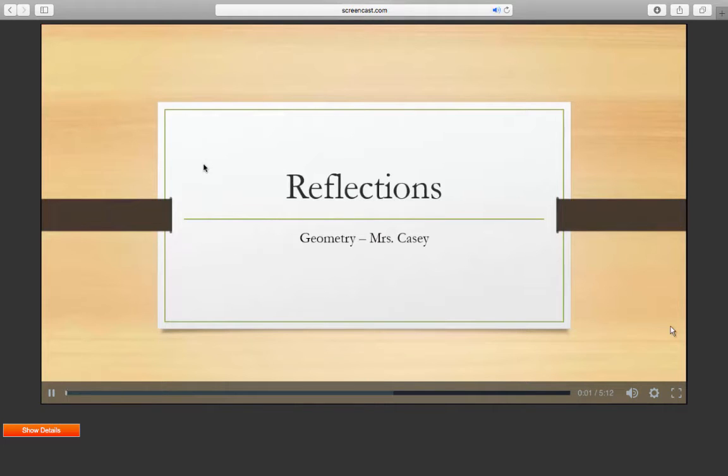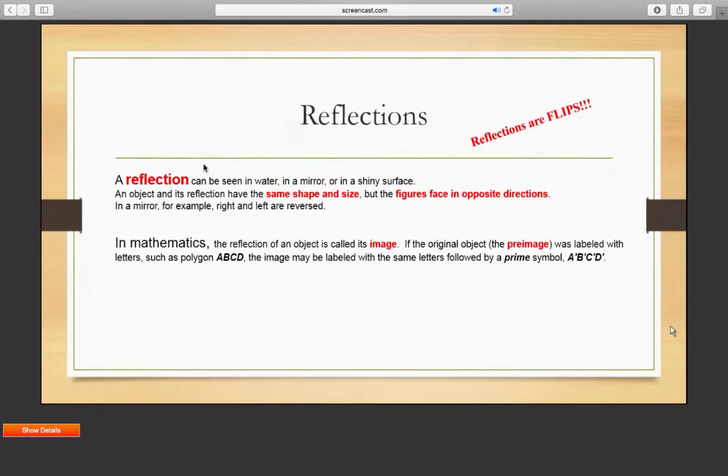For the second day of our transformations chapter, we're going to take a look at reflections. Just a quick reminder, reflection is really just a flip. It can be seen in a lot of different places. You can see reflections in the water, in mirrors, shiny surfaces. The biggest thing to remember is that when you do a reflection, the shape and size of the figure does not change, but it might be in the opposite direction.